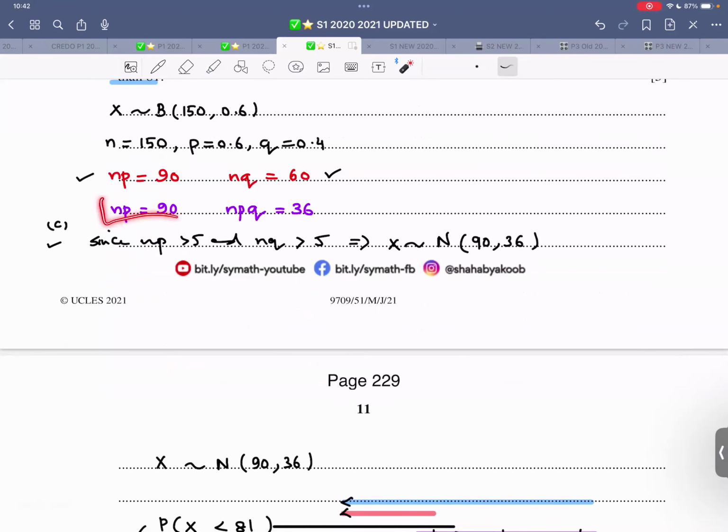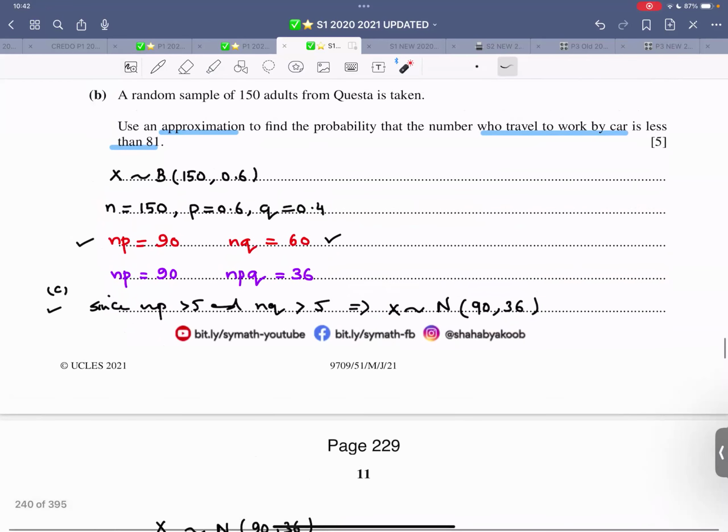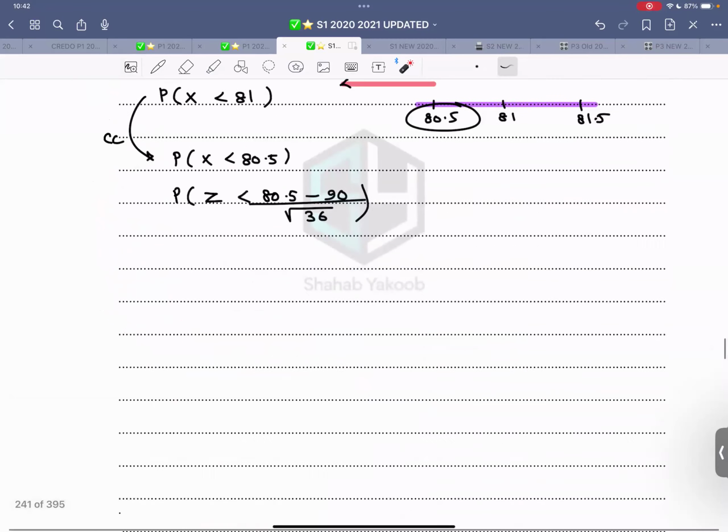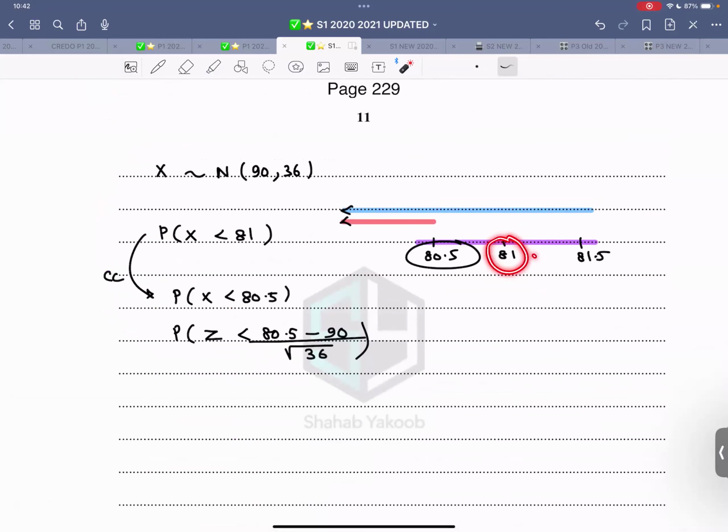So now NP is 90, NPQ is 36. This is mean, this is variance. And it says less than 81. So don't forget continuity correction. This is 81, lower class boundary, upper class boundary. Less than 81 does not include 81. So therefore, choose this one number line, which starts from 80.5, which does not include 81.